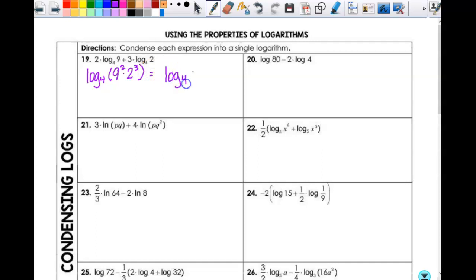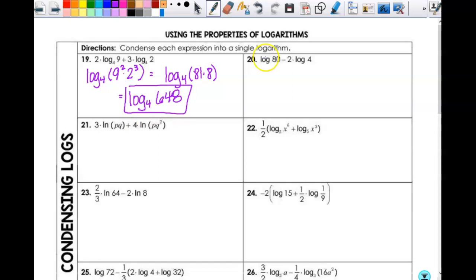So log base 4 of 81 times what? 8. And then what is 81 times 8? 648. Okay. Everybody okay with that?